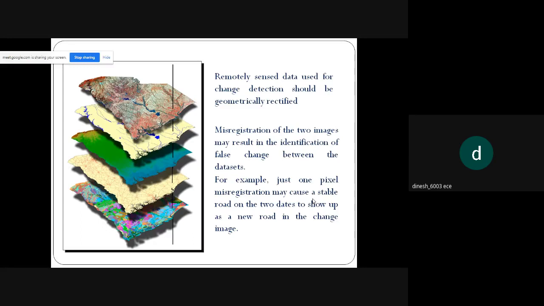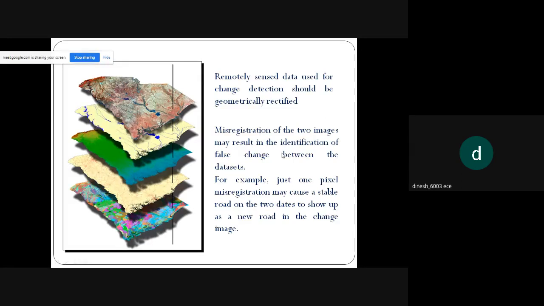So here is a series of information in 5 different layers. Remotely sensed data used for change detection should be geometrically rectified if there is a geometrical error. Misregistration of two images may result in the identification of false change between the data sets.